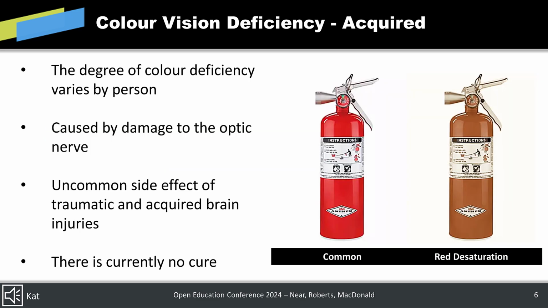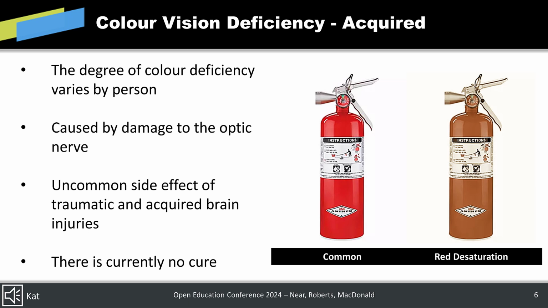There's also a less common form of CVD known as red desaturation that you can get by damaging your optic nerve. Unlike inherited CVD, since red desaturation is not genetic, it affects men and women equally, and the degree of deficiency varies by person.